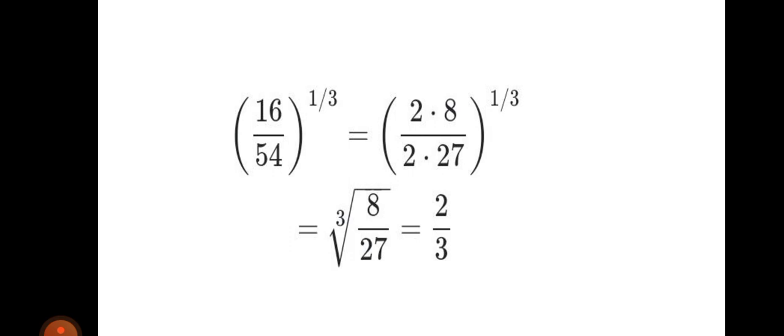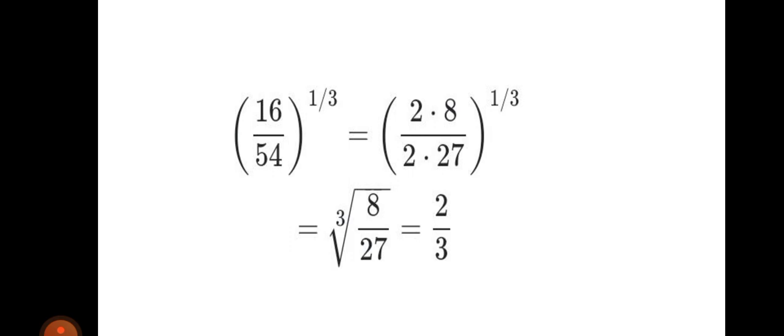Again, the second example is 16 all over 54. The root is what we are looking for. Now, there's a common number that can divide 16 and 54, and that common number is 2. No other number can divide them again. This 2 can divide 16, and this very 2 can divide 54. Now, 2 divided into 16 gives us 8, and 2 divided into 54 gives us 27.